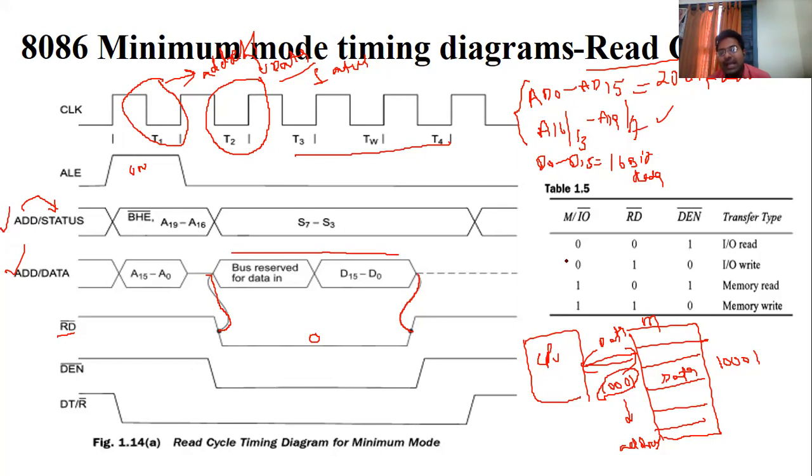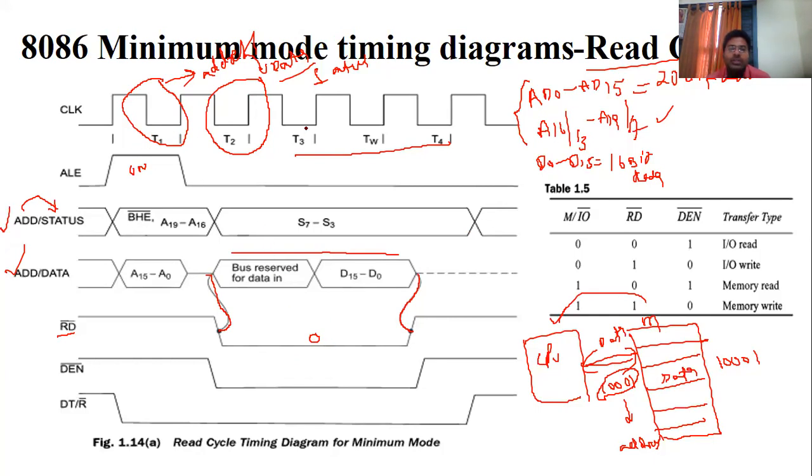Then once the address is identified, how does the microprocessor get the data from memory to the CPU? It performs the read operation. When will it perform the read operation? At the T3 clock period onwards. Why is it not performed at T1 or T2?